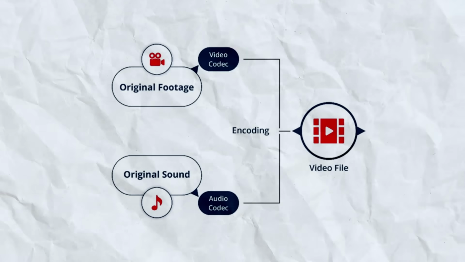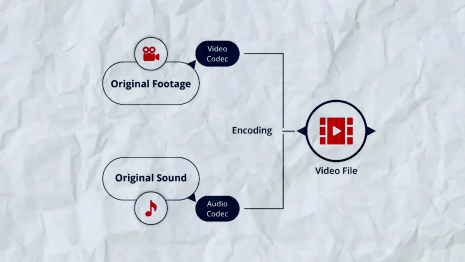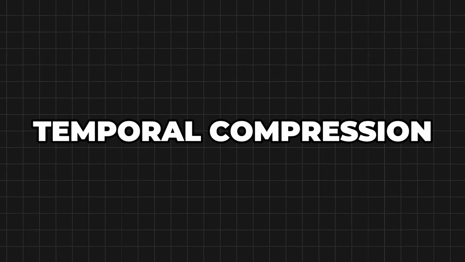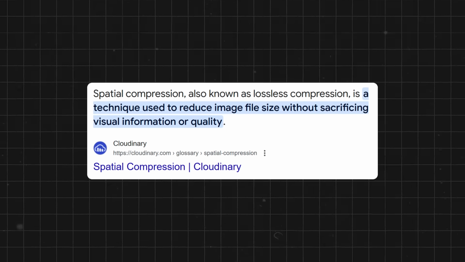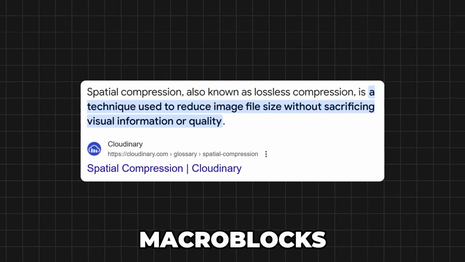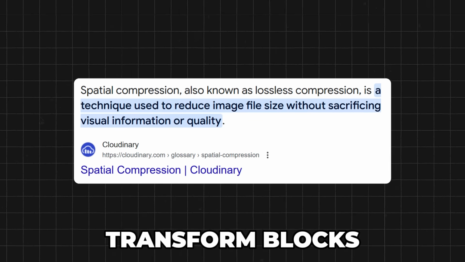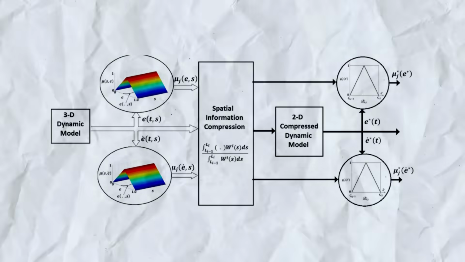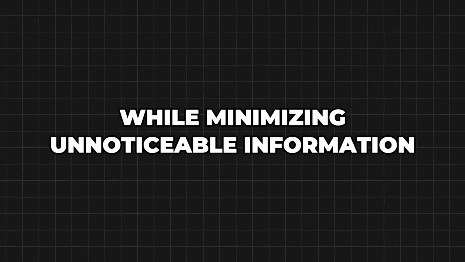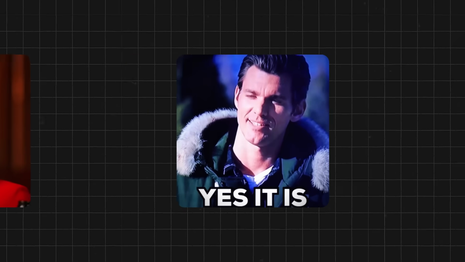This re-encoding method applies two primary types of compression: spatial compression and temporal compression. Spatial compression analyzes each frame, dividing it into smaller sections called macro blocks or transform blocks, then reduces redundant pixel data by prioritizing important visual details like edges, textures, and high contrast areas, while minimizing unnoticeable information. You got all that? Yeah, it's a little dense.